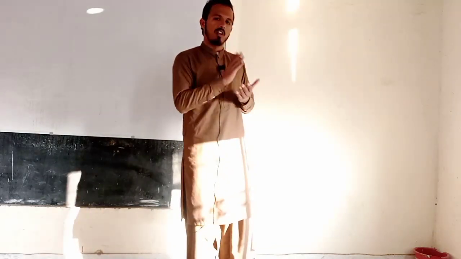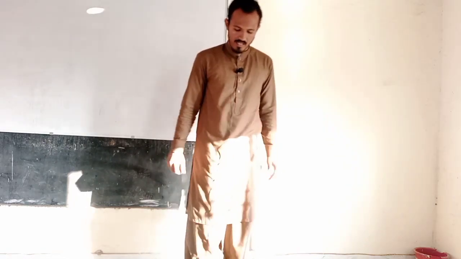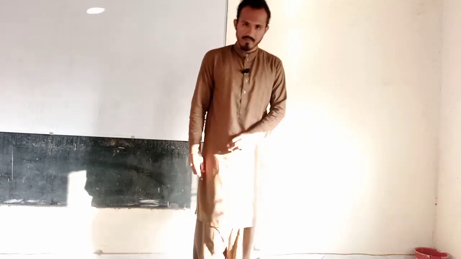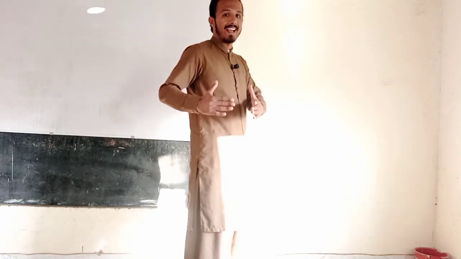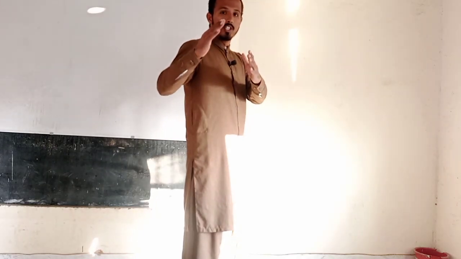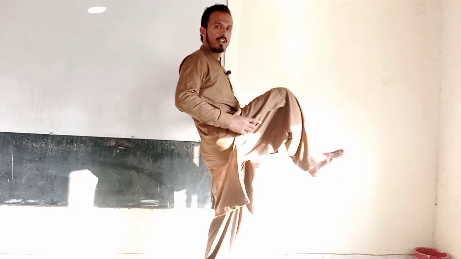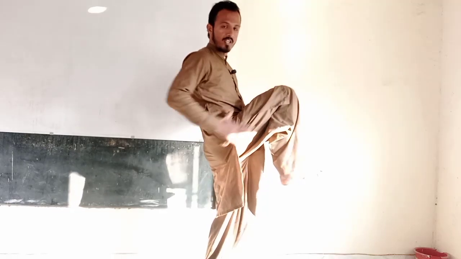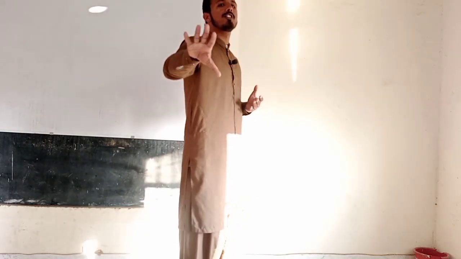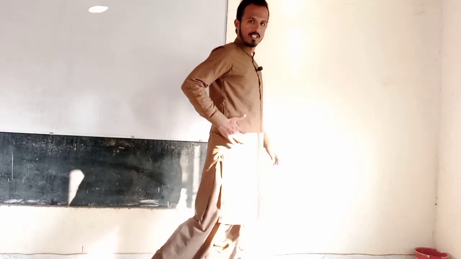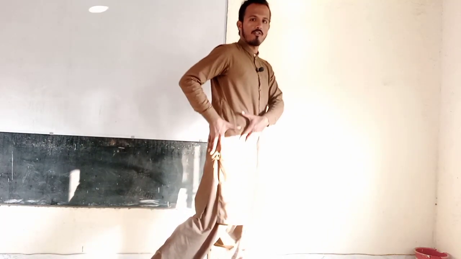We discuss flexion of the hip joint. Watch me closely. This is my right leg, so this is my right hip. We perform flexion at the hip. The degree of flexion is 120 to 125. This is flexion of the hip joint. Next movement is extension. Extension at the hip joint. The degree of extension is 15 to 30. This is the hip joint and this is extension of the hip joint.